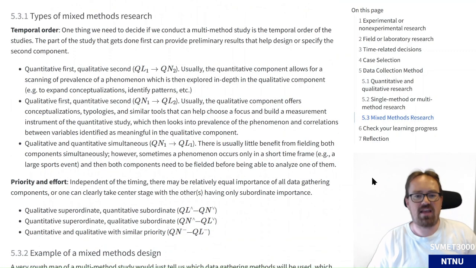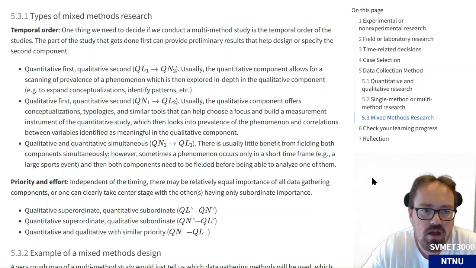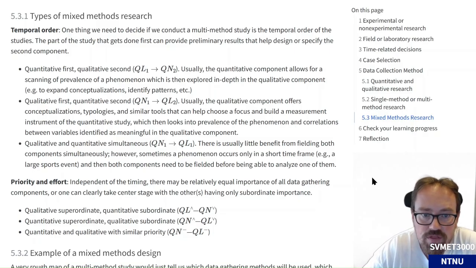If we analyze how different kinds of studies can be mixed, 2 dimensions take center stage. One is the temporal order. One thing we need to decide is if we conduct a multi-method study, which one comes first. The part of the study that gets done first can provide preliminary results that may help design or specify the second component or revise the second component.